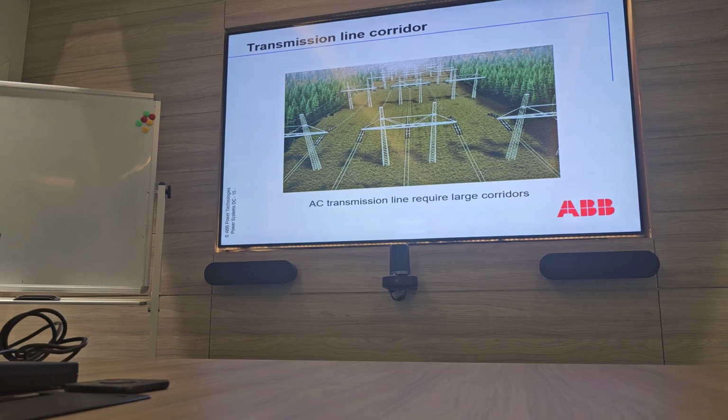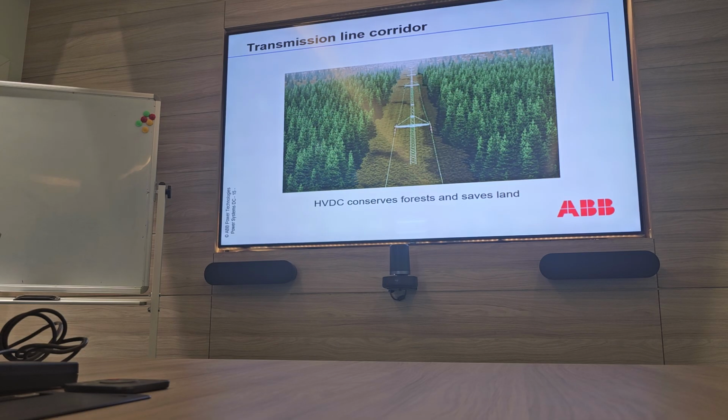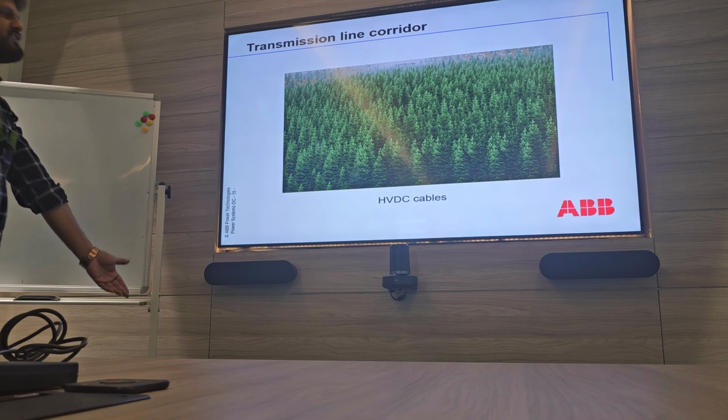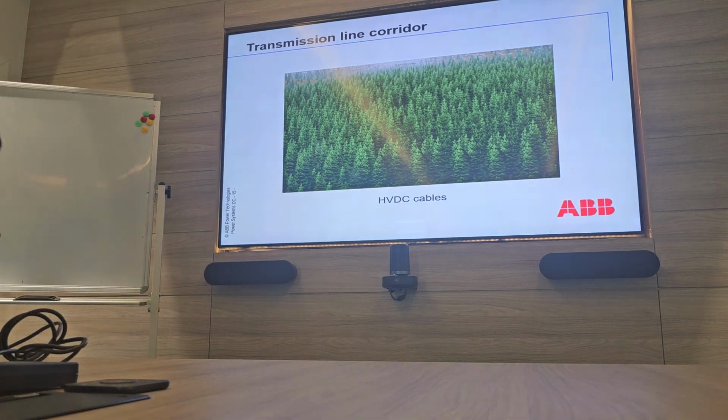This is just to show that AC transmission requires large corridors like this, so a large area is required for large AC transmission. But if you go with a DC line, you can save a lot of land. And if you go with an HVDC cable, there is no need for towers; underground cables are used. So HVDC is a more environmentally friendly technology.